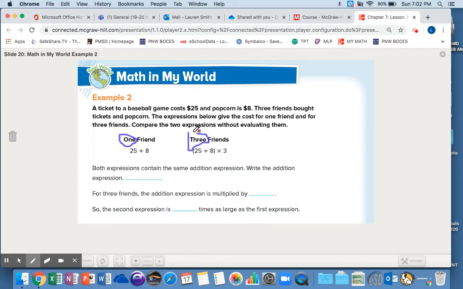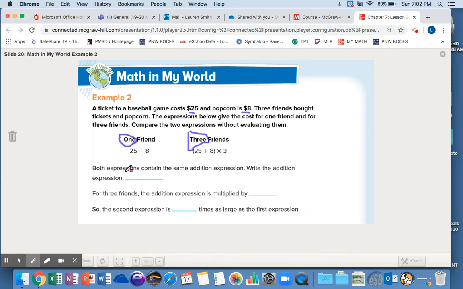Okay? So they said a ticket to a baseball game costs $25 and popcorn is $8. And then 3 friends bought tickets and popcorn. So here's 1 friend. They would have to add up the cost of their ticket and their popcorn, and that would be it. If you wanted to know how much it cost for 3 friends, you would add up the cost of the ticket and the popcorn, but then you would multiply it by 3. Pretty simple if you think about it.